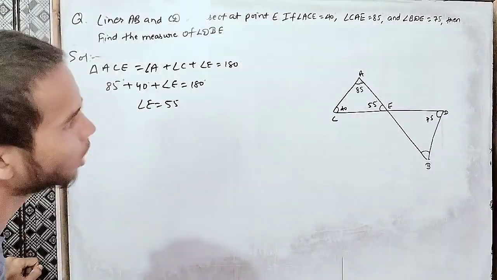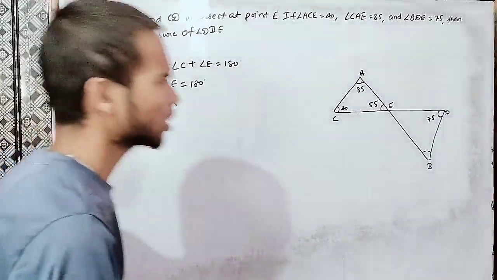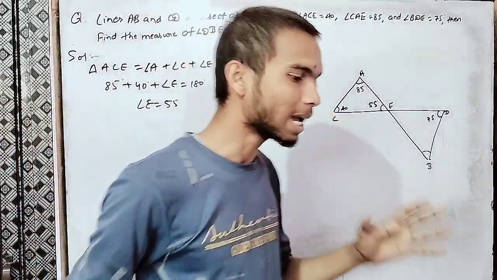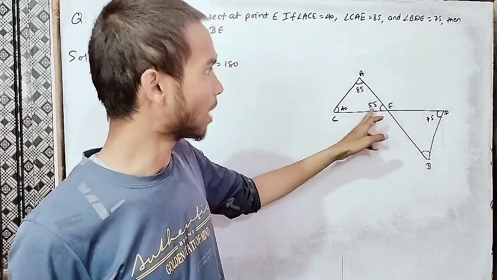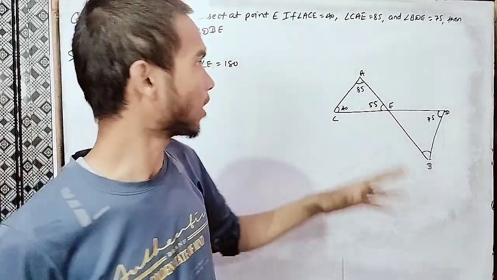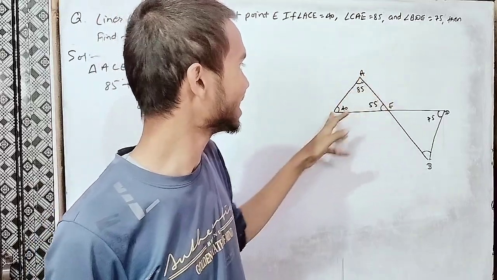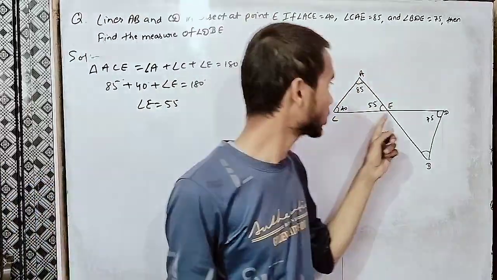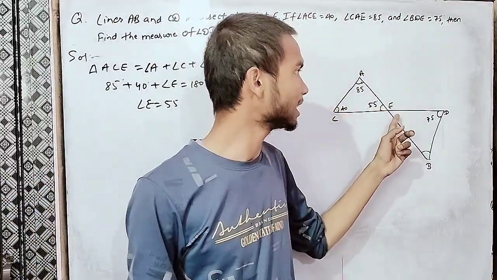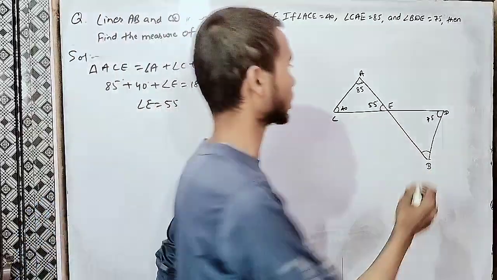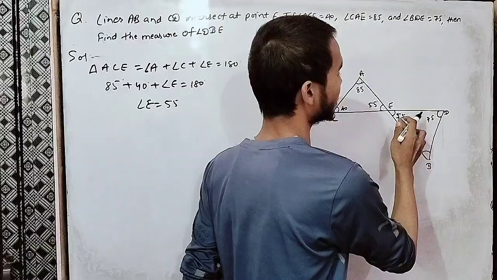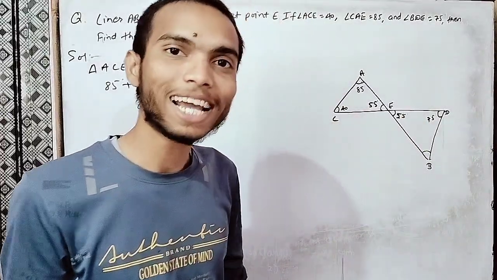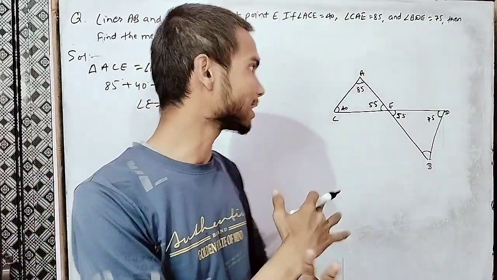Okay. So next, we can easily say, by applying vertically opposite angles, that the value of this angle is 55. The value of angle AEC is 55. So the angle opposite to this would be the same, 55 degrees. Reason is vertically opposite angles.